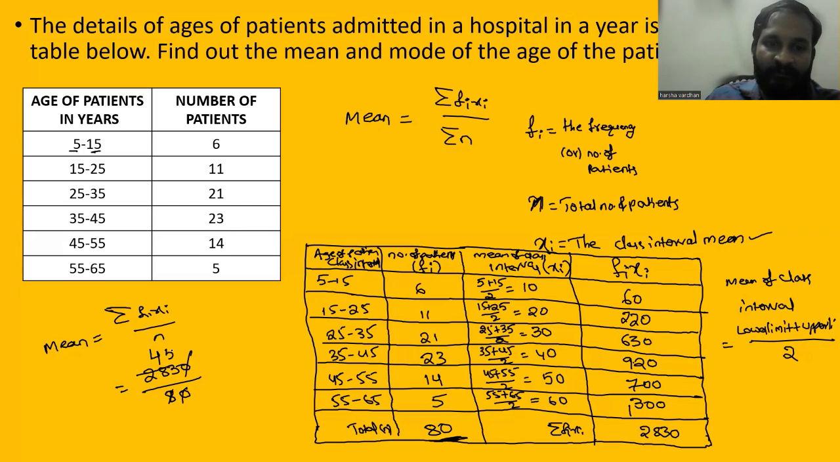Next, 8 threes are 24. You will be left with 4. 4, 3 is 43. 5 eights are 40. You will be left with only 3. So when I put the decimal point, 3 becomes 30. So 3 eights are once again 24. You will be left with 6. So 6, 0. 7 eights. So now my mean here is nothing but 35.37. Mean here is 35.37.